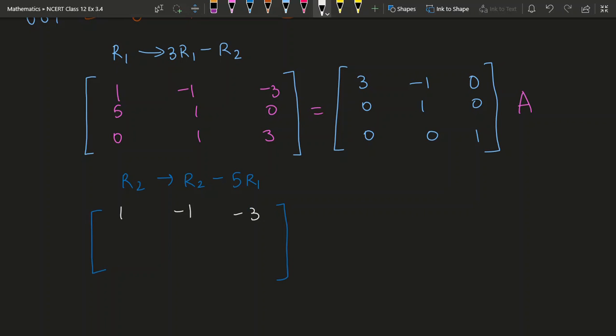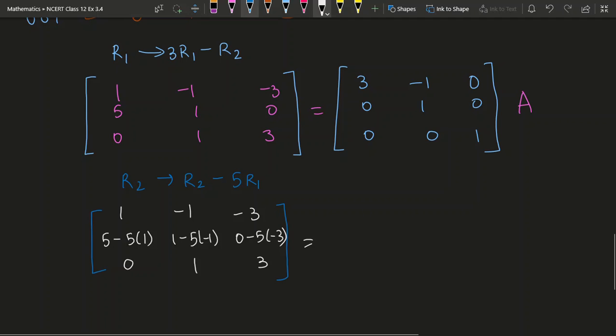Instead of row 2, now you write 5 minus 5 times 1. And then in the second entry you write 1 minus 5 times -1. And here you write 0 minus 5 times -3. And the third row remains the same. And that is equal to, you do the same sets of operations on the matrix that you have right here.